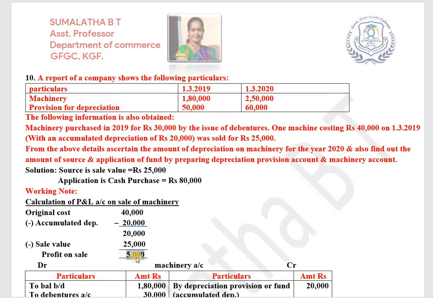Now with this we need to find out. See, the sale value for us is 25,000. That means we are getting an inflow. This itself is your source. Whenever we sell anything, we get an inflow. That source is the sale value, how much? 25,000. Now, next, what should we do?